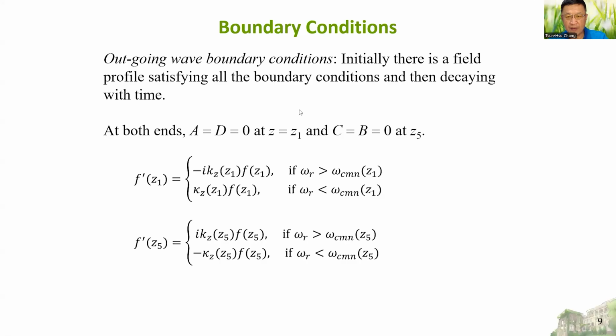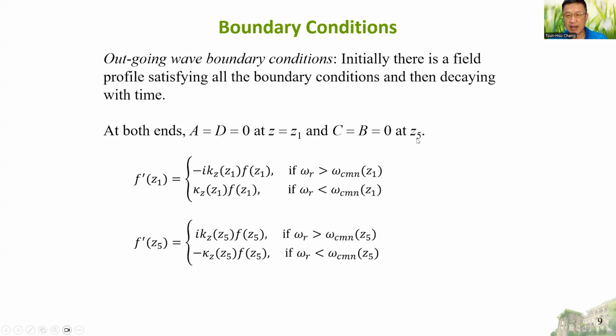At the left-hand side, z equals z1, the wave cannot propagate. No incident wave. So A should be 0. And D, the exponentially decaying wave. This part, A and D should be 0. So at the left-hand side, A and D should be 0, whether above cutoff or below cutoff.